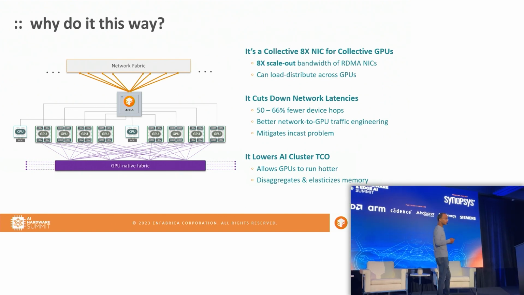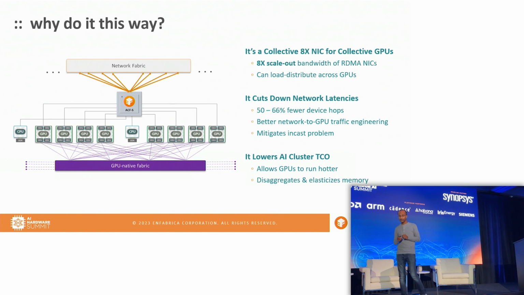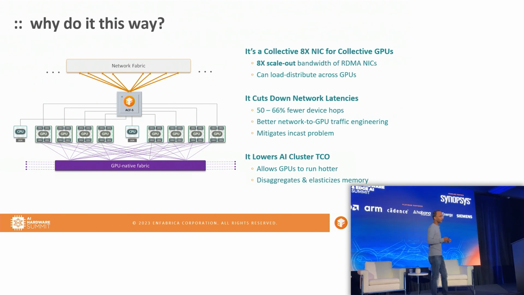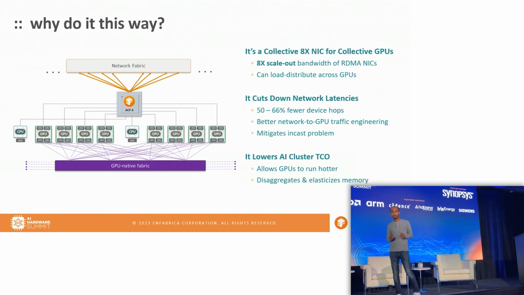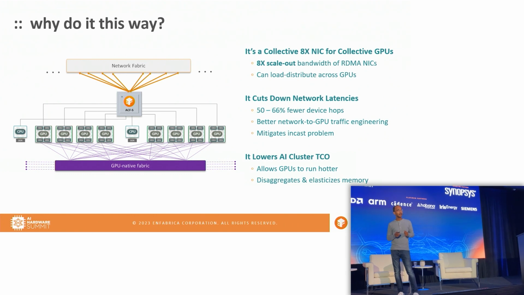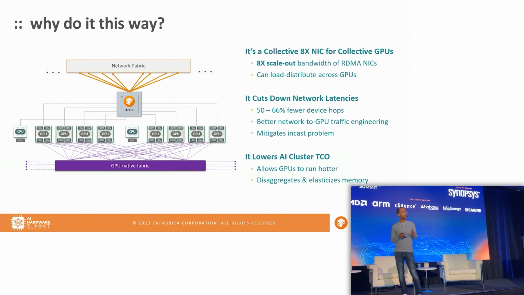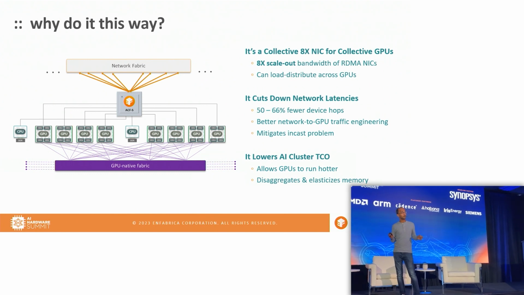And then fundamentally, because it's a shared work-conserving element, it can mitigate the incast problem. More on that later. The last point, it significantly lowers the TCO of AI clusters. A work-conserving element like the ACFS allows GPU clusters to run hotter, that means at higher utilization. And as we'll see, it allows the opportunity to disaggregate and elasticize memory in order to scale data store without having to scale the GPU compute cost.